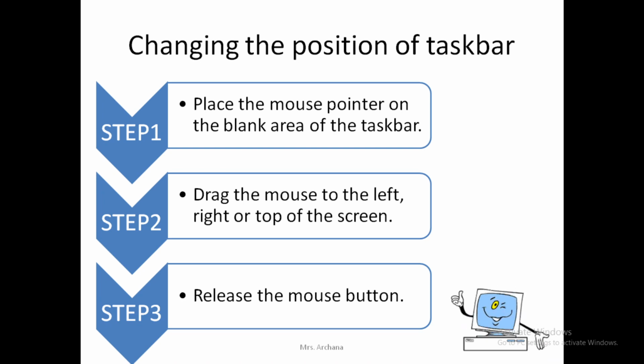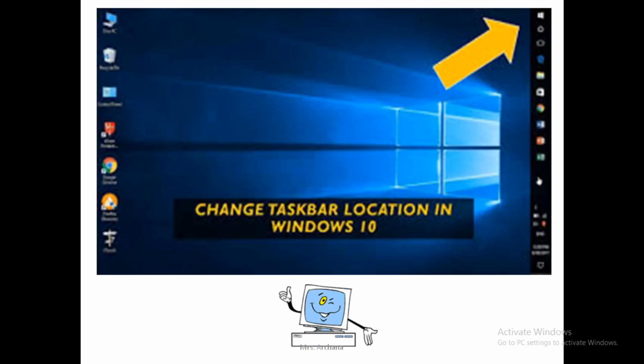Now I will show you one picture. See, that means here I have changed the taskbar. Generally we find it at the bottom, but here, see, it is on the right side of the screen.